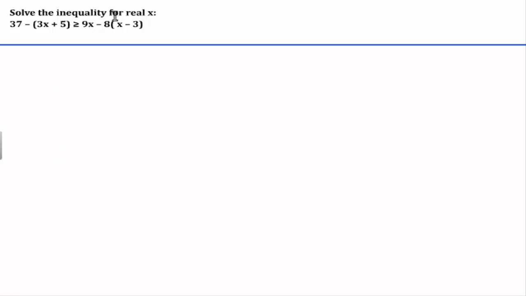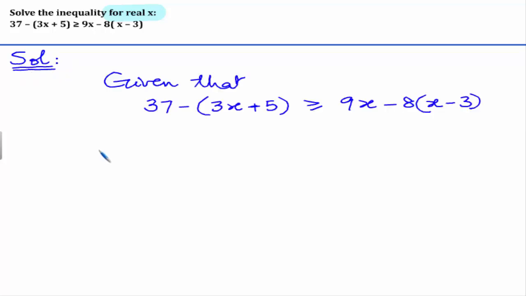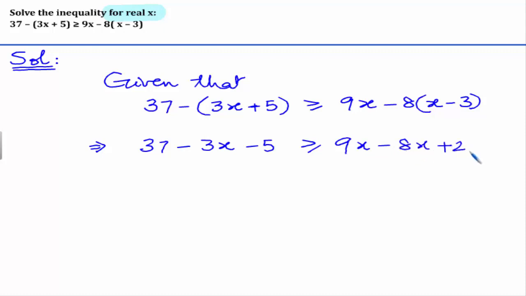Solve the given inequality for the real values of x. Let us see the solution for this now. For the given inequality, let us simplify this both sides. Here we get 37 minus 3x minus 5 greater than or equal to 9x minus 8x plus 24. On further simplification, we get 32 minus 3x is greater than or equal to x plus 24.